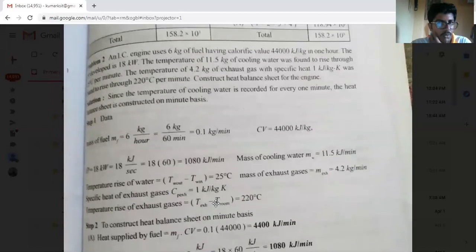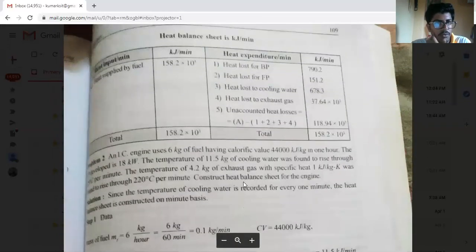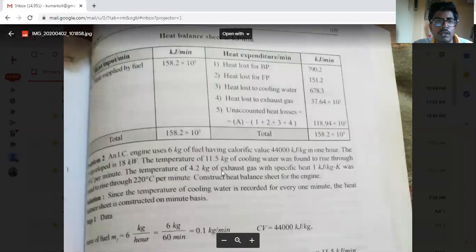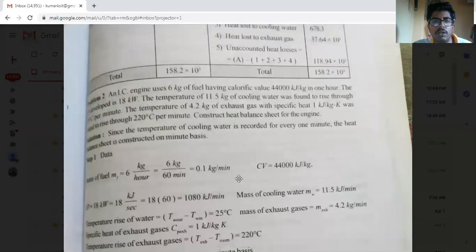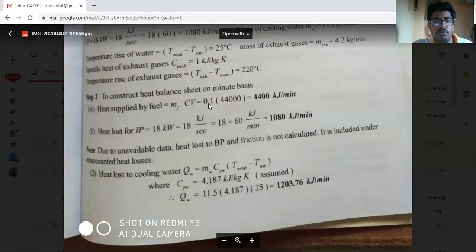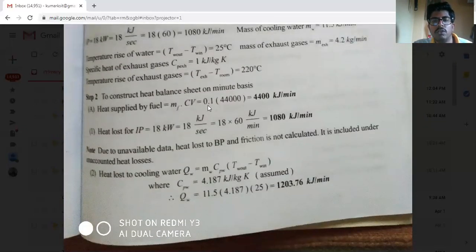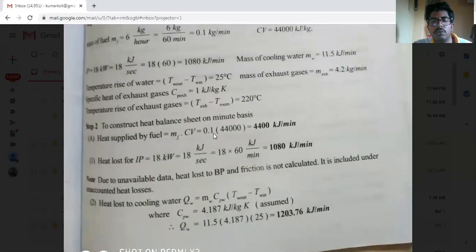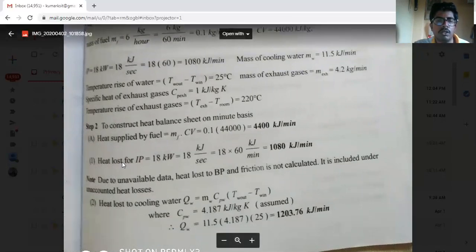So what are the parameters we have to calculate? If you see the heat balance sheet, the first one is heat supplied by fuel. So what is heat supplied by fuel? That is MF into CV. Mass of fuel is 0.1 into CV 44,000. If you multiply both the values, you'll get 44,000 kilojoule per minute.